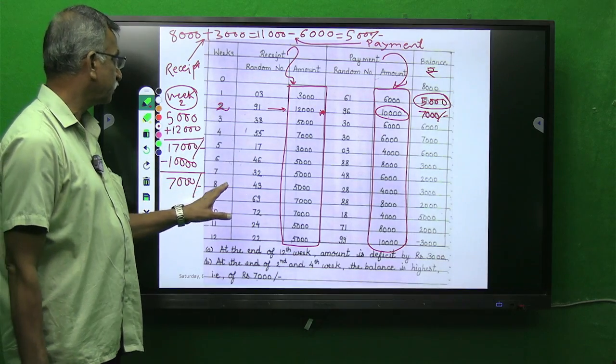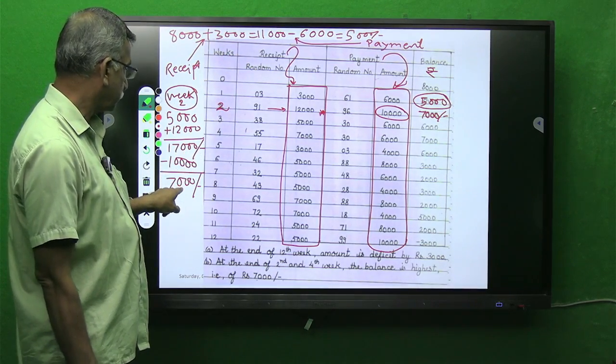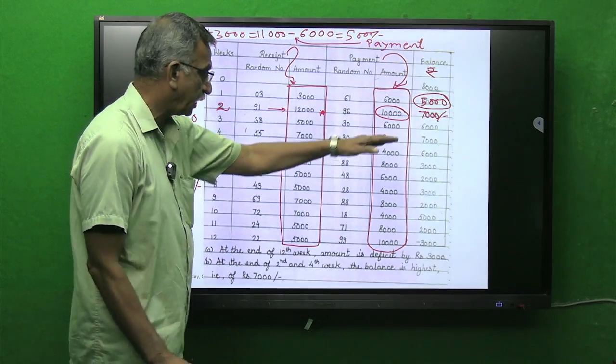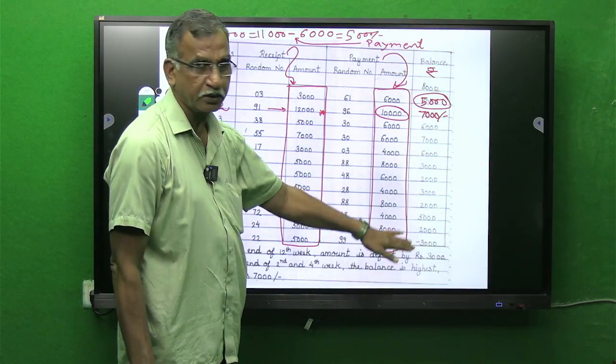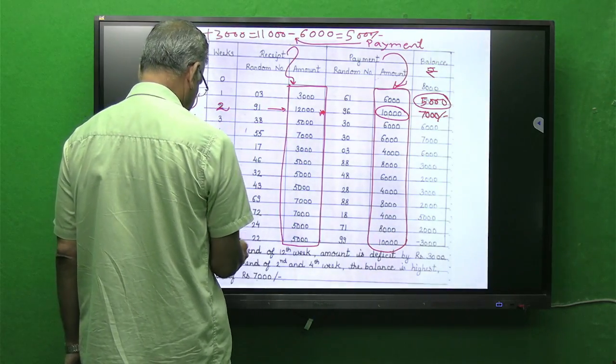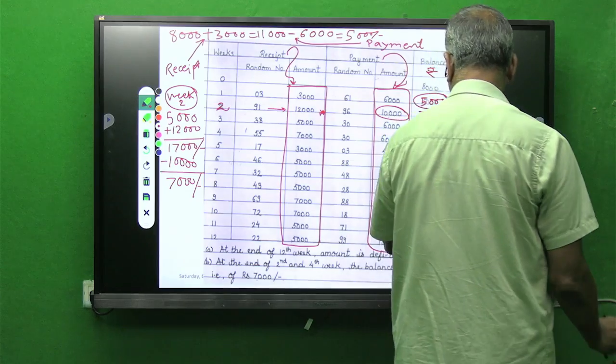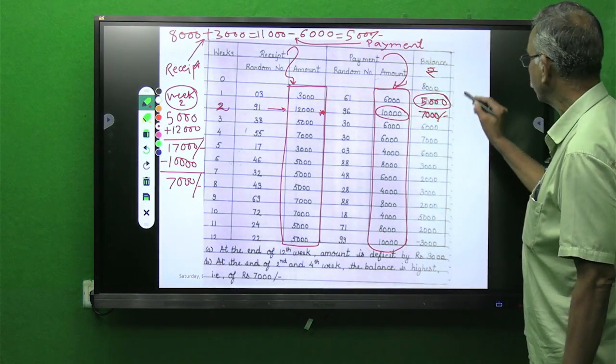So likewise, I have explained for the first row, this is for the second row. Now likewise different values are calculated. Now let's see what will happen at the end of 12th week. For 12th week, we can see opening balance is 2,000.